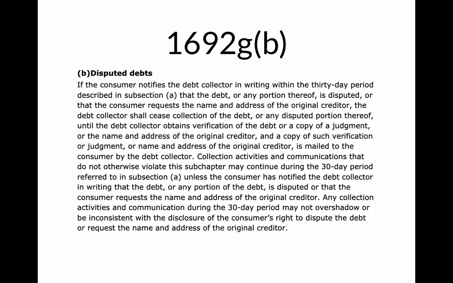So what this means is you get a letter or you get any communication from a debt collector, and it's within that first 30 days of it, and you tell them in writing, I dispute this. They have an option. They can either get you what you dispute, and we'll come back to that in a second, or they can just stop collecting.